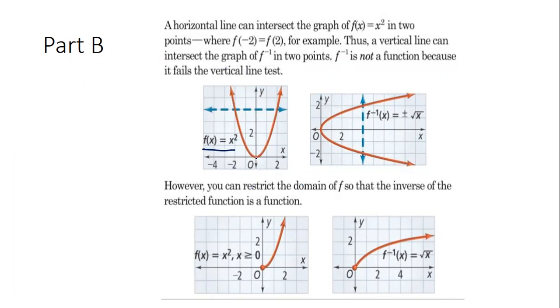And so here we have our origin at 0, 0. We have a point here at 2, 4. We have a point here at negative 2, 4. And so that's our quadratic. So here's our quadratic. Now we're going to focus on the square root function.